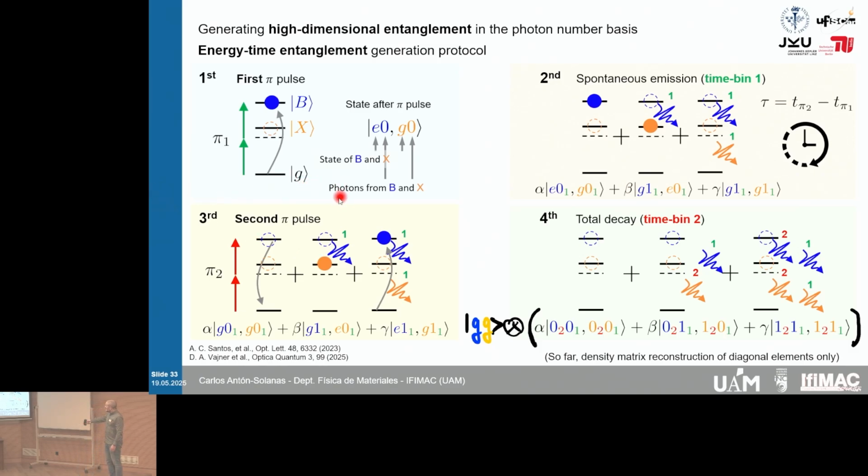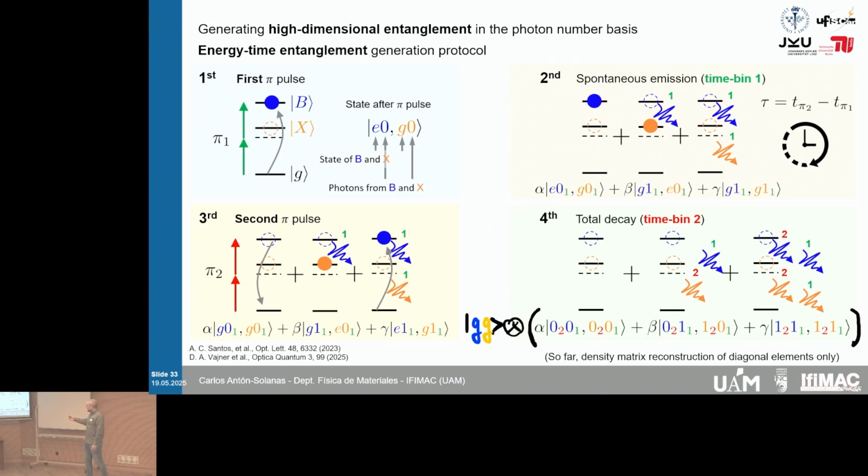And by applying this rotation and then waiting for the total decay to occur, what we generate is this entangled state in which zeros and ones encode energy, from the exciton or the bi-exciton, and time, corresponding to the early bin or the late bin. I will not go into the details of the characterization of this quantum state again, because otherwise it would be too long and probably uninteresting.